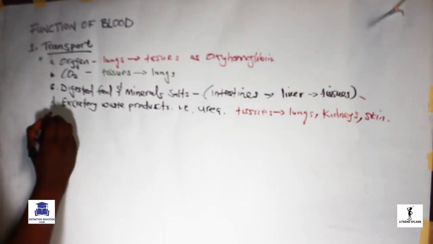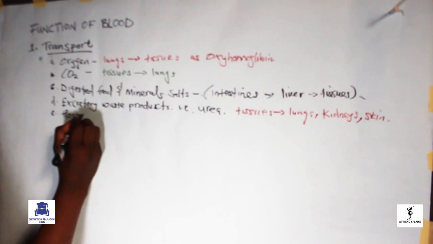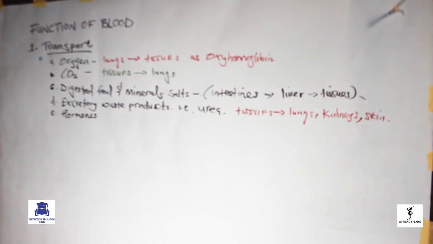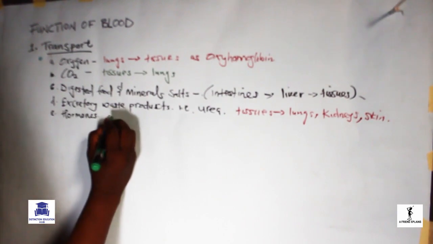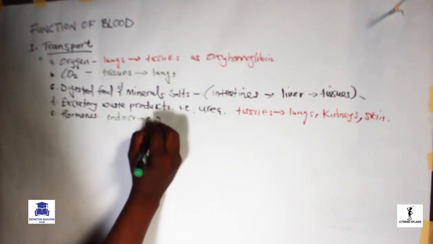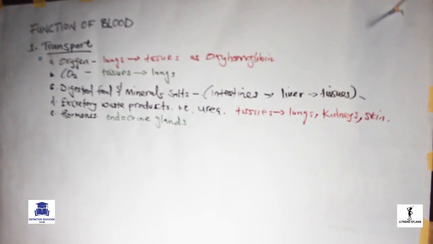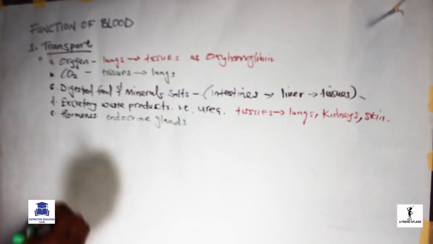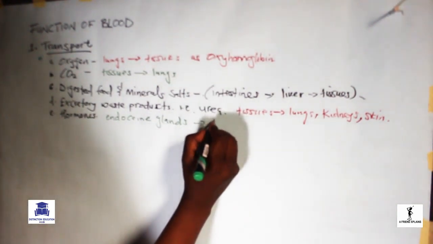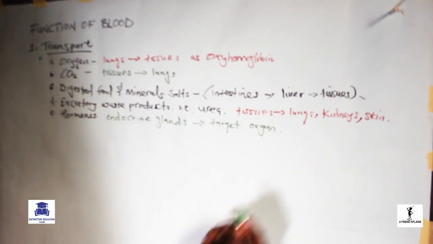Other than that, blood is also used to transport hormones. These hormones are carried from the endocrine glands in the blood plasma to the parts of the body, or to the target organ.